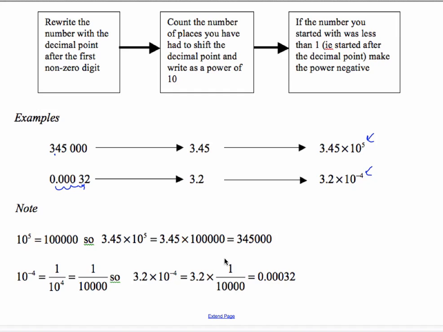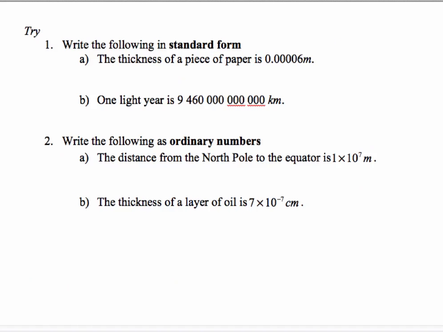Here's a couple of examples as well. Write the following in standard form. We need to move the decimal in after the 6. So 1, 2, 3, 4, 5 places. So 6 times 10 to the power of negative 5.